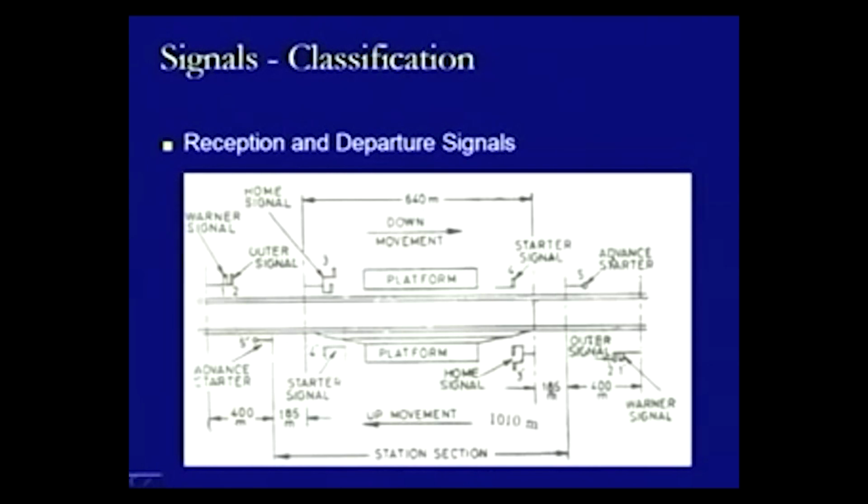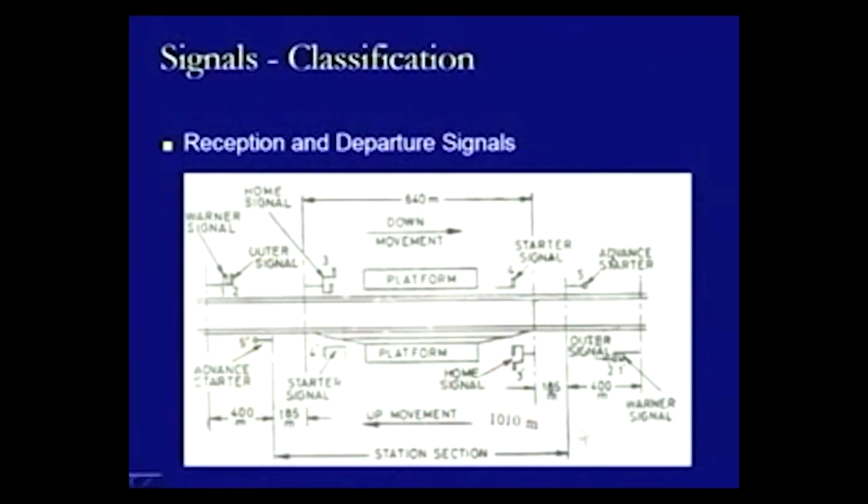And these outer signals, if we have this station section between this advanced starter and this advanced starter, as we have seen in the definition of outer signal, then these have to be provided at a distance of 400 meters in the case of meter gauge from the station section limit, and 540 meters in the case of broad gauge from the station section limit.